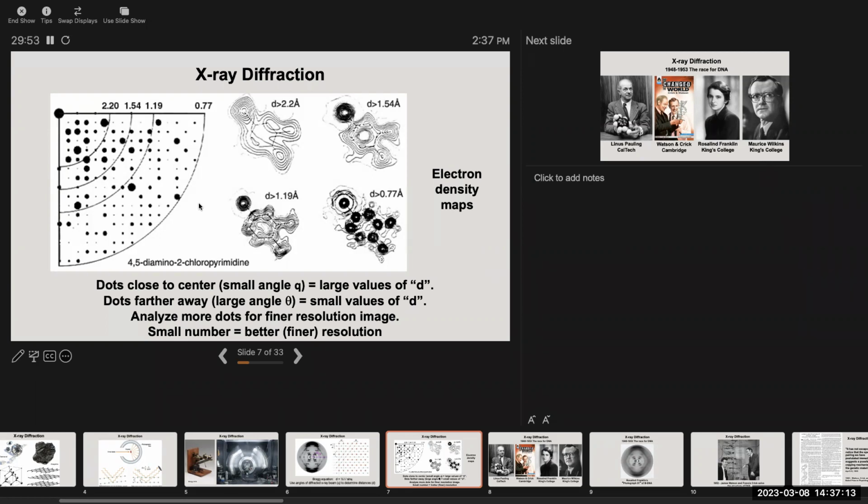Well, I put this slide in here to show you an important concept. This is one of the things that you'll probably run into as you're using databases like the Protein Data Bank. This is a piece of information that you're going to see repeatedly in that database, and it's one of the reasons that I'm giving you this whole explanation of X-ray diffraction.